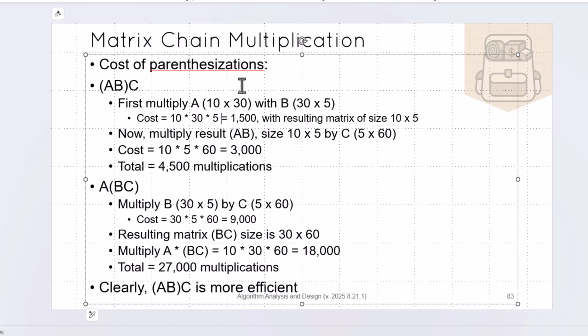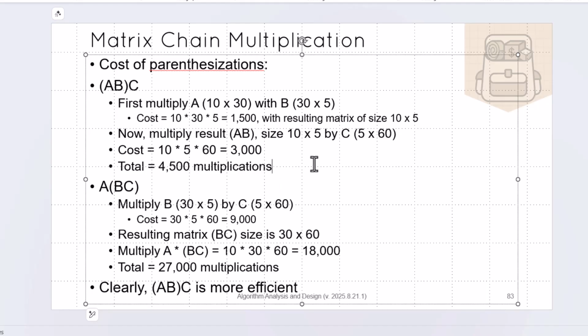Well, I guess it would be multiplications, so multiplications are the operations. Now we multiply the result, AB, size 10 by 5, by C, which is 5 by 60. That's 10 by 5 by 60, and that's 3,000. So in total, we did 1,500 to get our AB, and then multiplying that resultant matrix by C is another 3,000. Adding those together, that's 4,500.